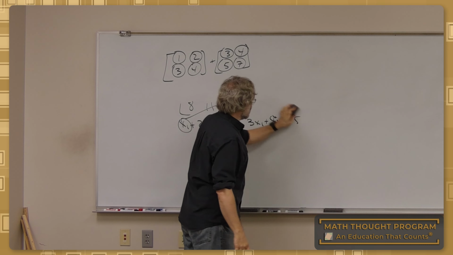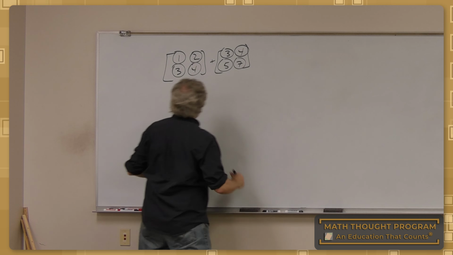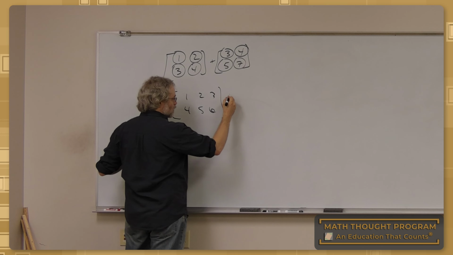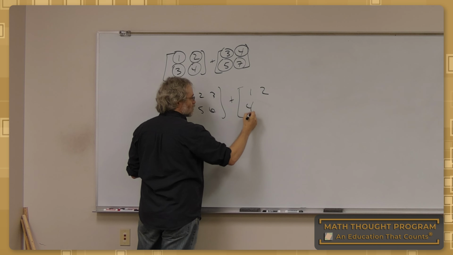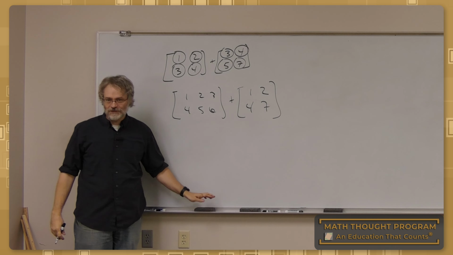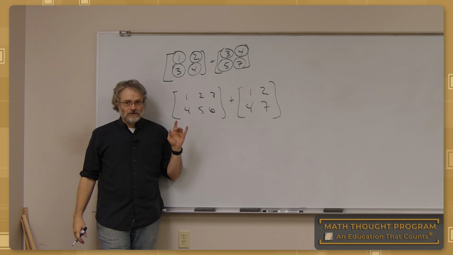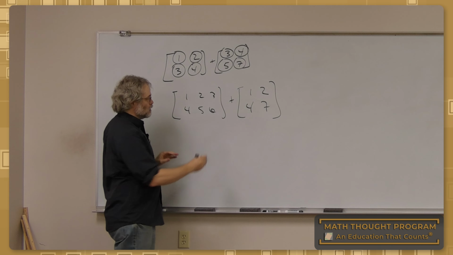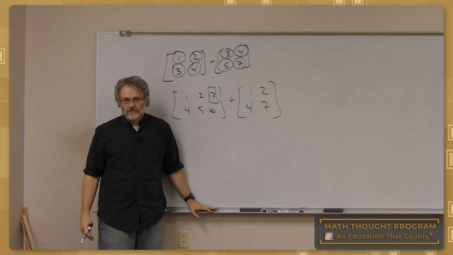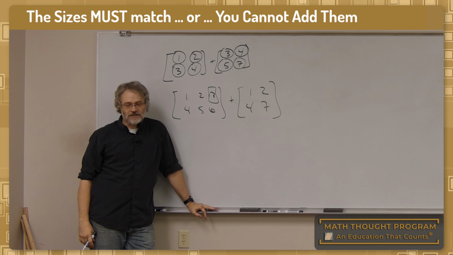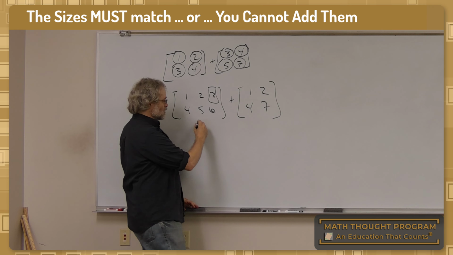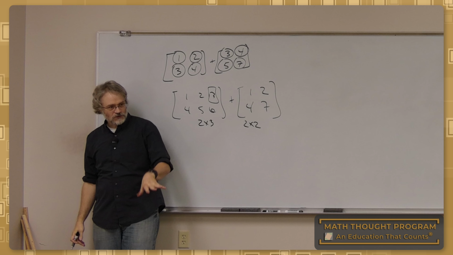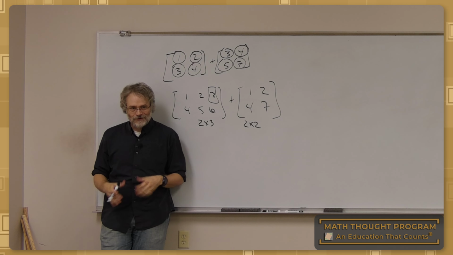Okay. With that said, let's say you were to have 1, 2, 3, 4, 5, 6, and you're going to add it to 1, 2, 4, and 7. Just to really jumble it up this time. First component with first component, second with second. But wait a second. What do I do with these? We have a mismatch of dimensions. This is a 2 by 3 matrix. This is a 2 by 2 matrix. You cannot take a 2 by 3 and add it to a 2 by 2.